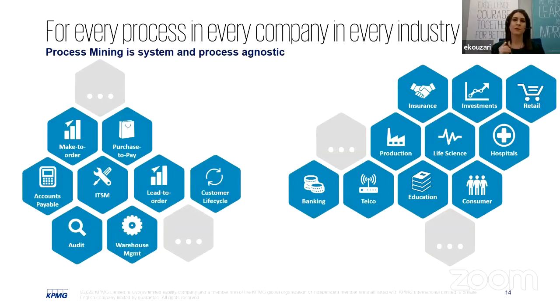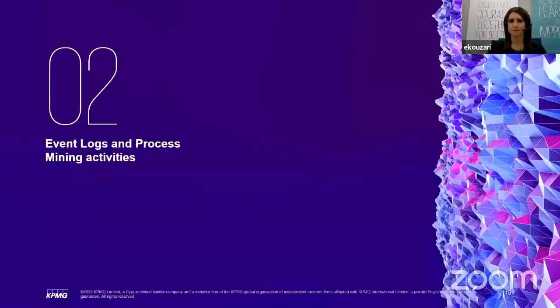On the left part of the screen here, we have some internal audit areas where we have been applying process mining initiatives: market to order, purchase to pay, accounts payable, audit. And on the right part of the screen, we have specific industries where process mining has been applied: in banking, in telco, in production, in insurance, and so on. So we got an overview of what process mining is and what the fundamental activities of process mining are. And now we will dive a bit more into how process mining is performed.